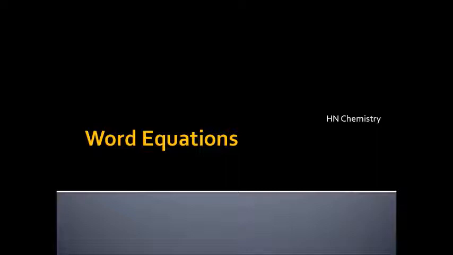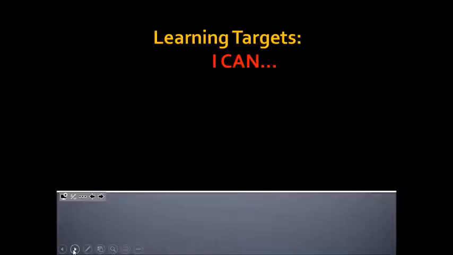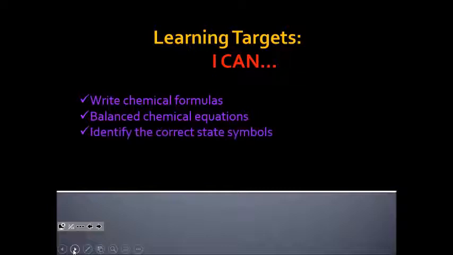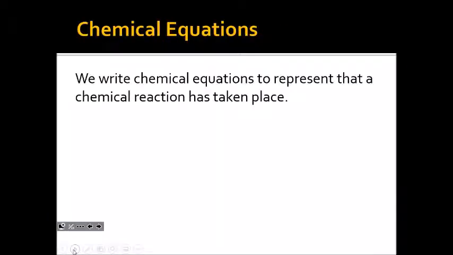Word equations. Let's take a look here. All right, learning targets. Write chemical formulas. Yay, we get to do that again. Balance chemical equations, a review of last class, and identify correct state symbols. These are the things that you need to be able to do to write out word equations.